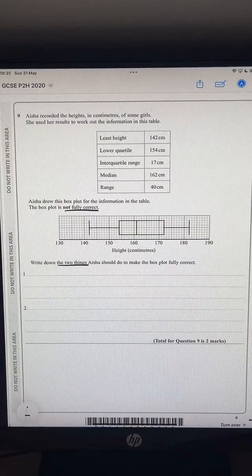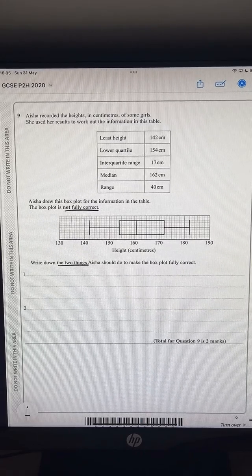So basically, there's an Aisha in the chat. That's funny.